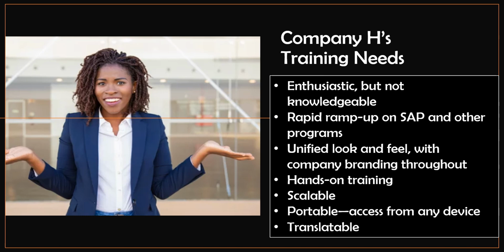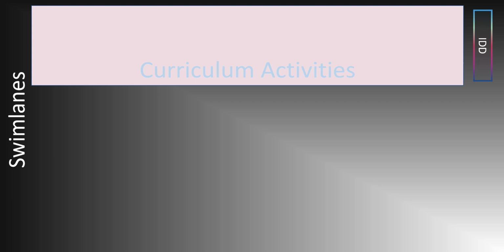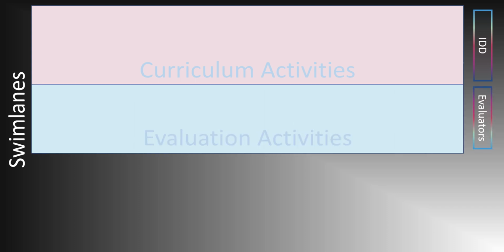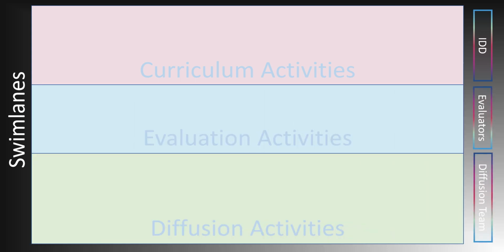The swim lane approach assumes team members are moving in an orchestrated way according to their roles toward a common target. In this model, the instructional designer, the evaluator, and the diffusion team all have their assigned duties as they work toward a common goal, exchanging information and ideas along the way.